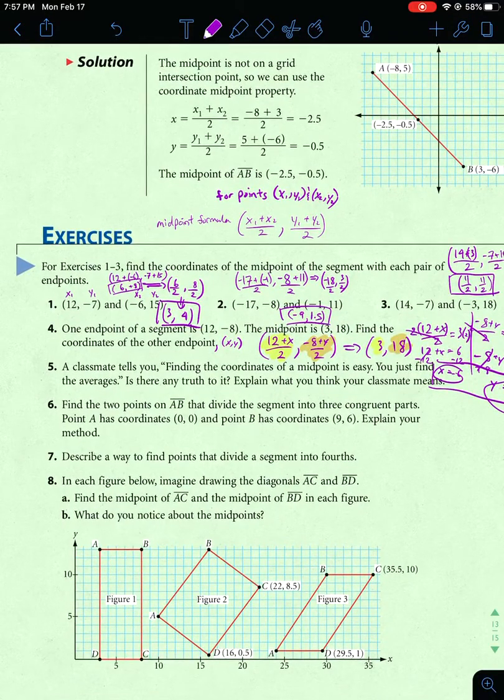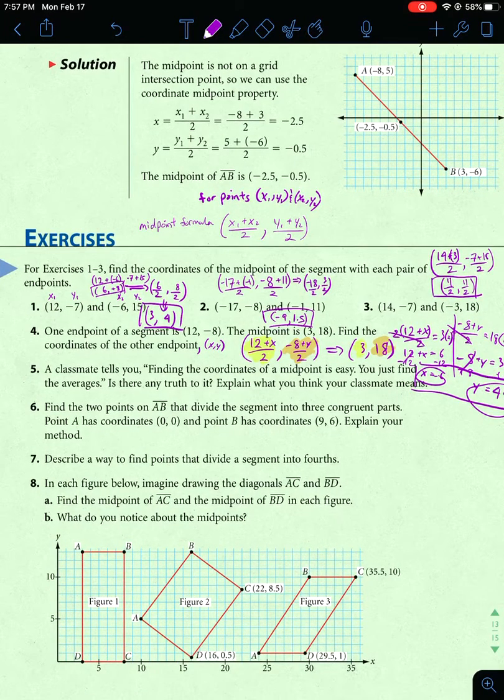A classmate tells you, to find the coordinates of the midpoint, you just find the averages. Is there any truth to it? Explain what your classmate means. Yes. So average is add up the two numbers and divide by 2. And we see that in our formula. Add up your 2 x-coordinates and divide by 2. Same thing with the y. Add up the y-coordinates and divide by 2. So you can see that up here. Yes. Makes sense.